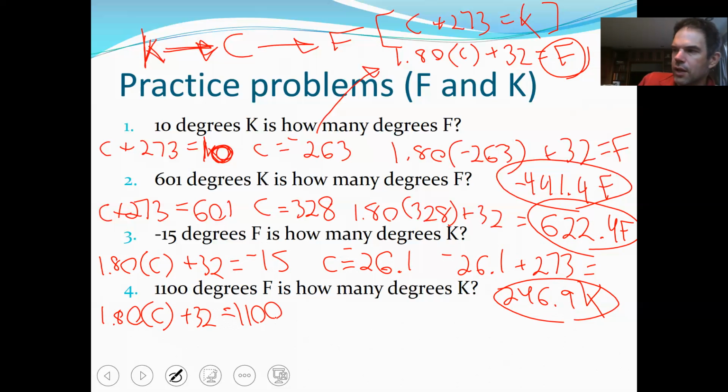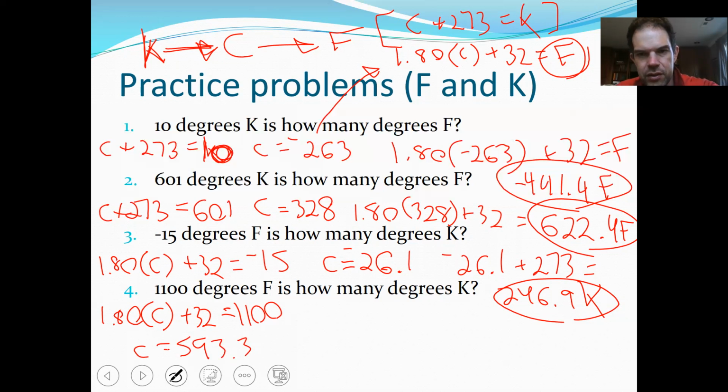Okay. So I can go 1100 minus 32 divided by 1.8, and I end up with 593, and then it's repeating threes for a while, and that is what Celsius is equal to. Okay, so then I put that in the other equation.